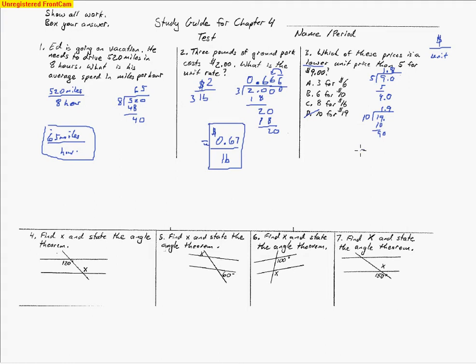8 for $16. Well, 8 goes into 16 evenly 2 times. So that number is definitely bigger. 2.0 is bigger than 1.8. So 6 for 10. And I see this one would be the same answer. See, 3 for $6. 3 goes into 6 2 times evenly. So that would not be it either. So it has to be B.